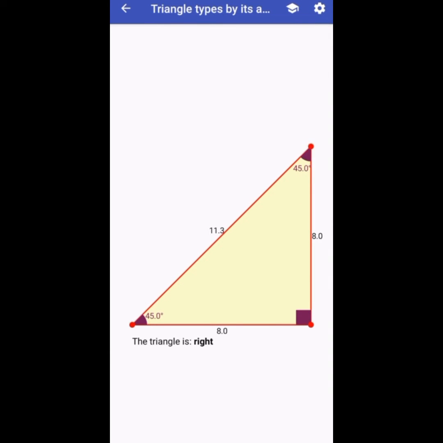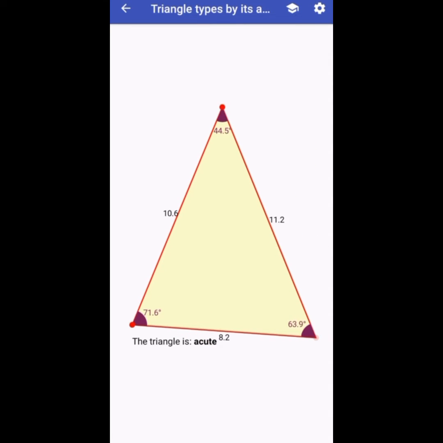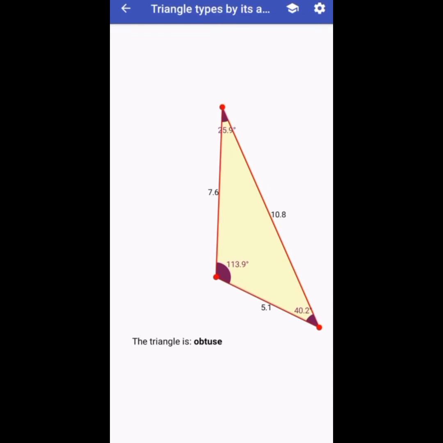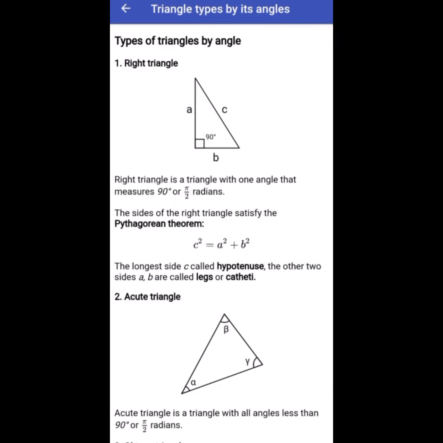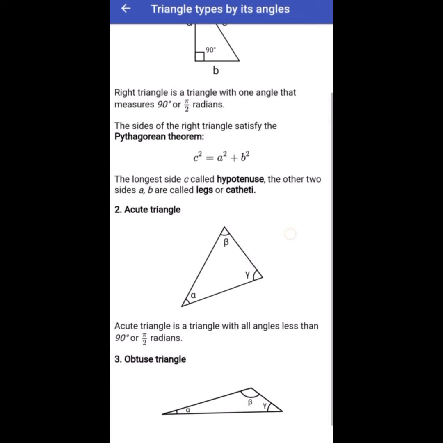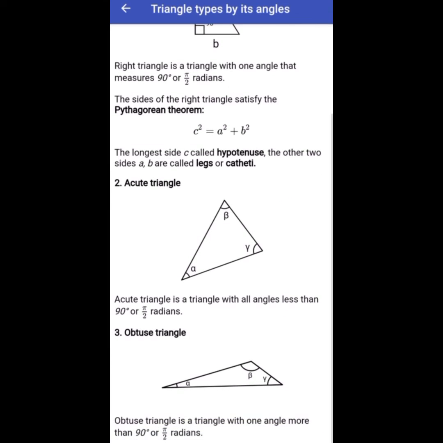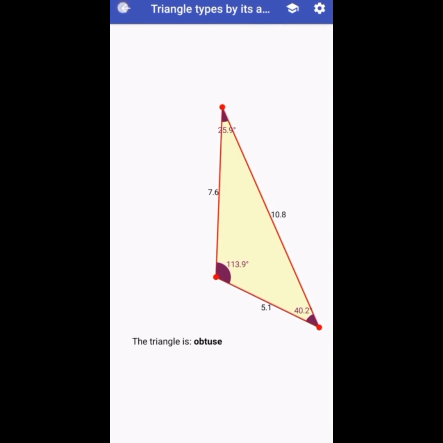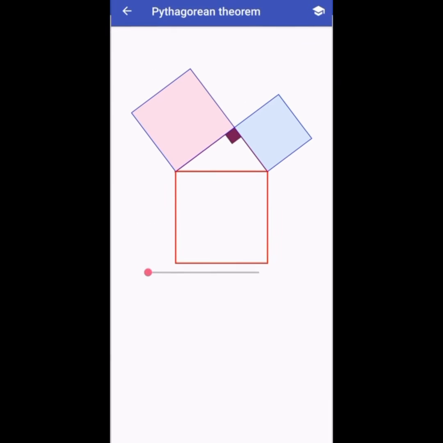As you can see, there are right, obtuse, acute. As you can see in the video presented, obtuse. So those are the definitions themselves. So right triangle is a triangle with one angle that measures 90 degrees. Acute triangle is a triangle with all angles less than 90 degrees. Obtuse triangle is a triangle with an angle more than 90 degrees. As you can see, that's it.